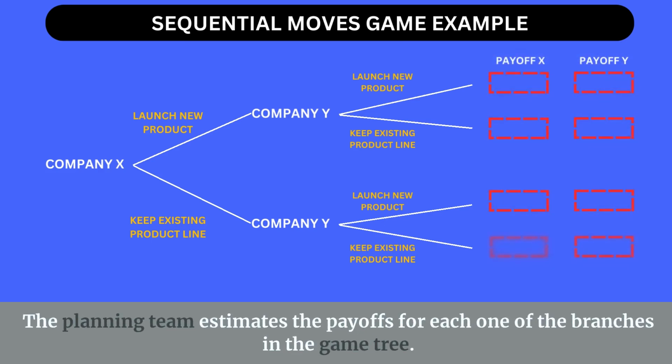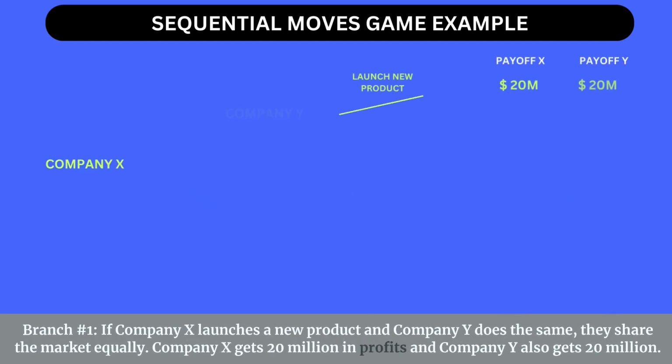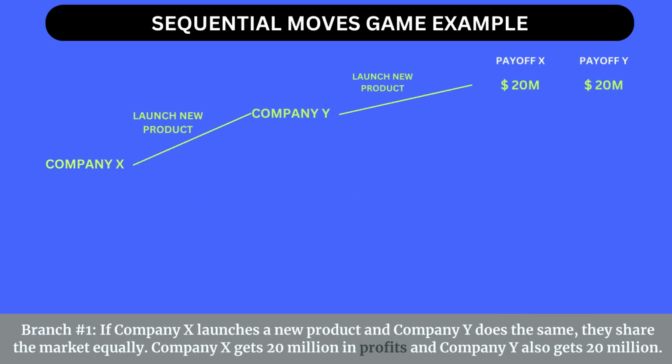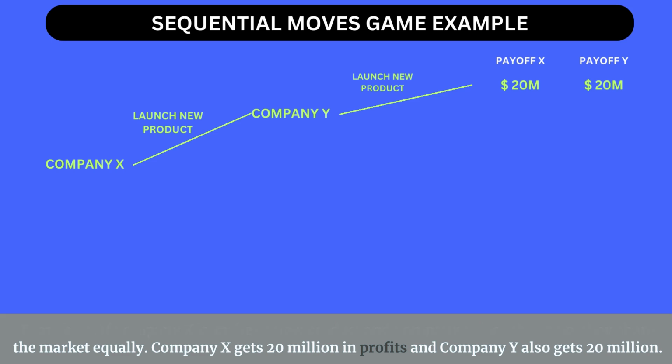The planning team estimates the payoffs for each one of the branches in the game tree. Branch number 1. If Company X launches a new product and Company Y does the same, they share the market equally. Company X gets 20 million in profits and Company Y also gets 20 million.